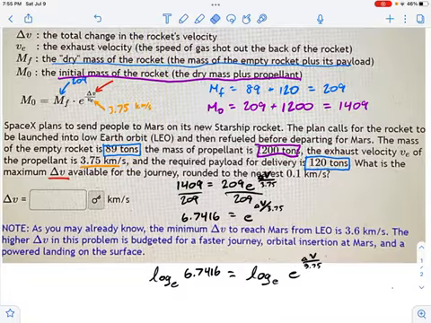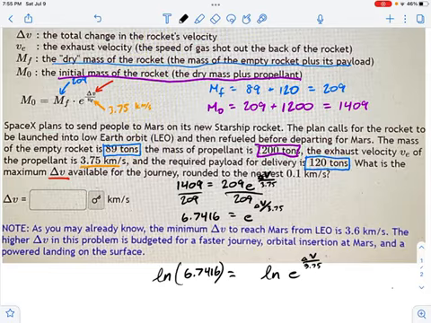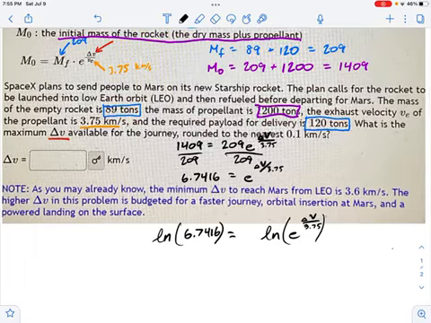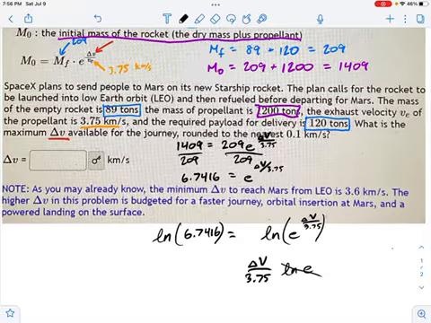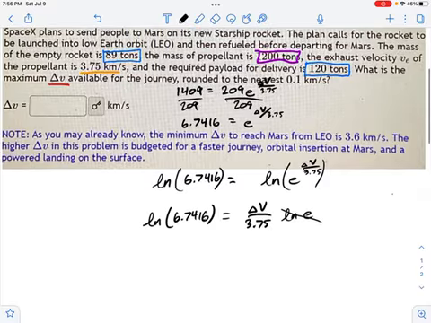Now, I'm not actually going to call it log base e, right? We have a special word for that. This is the natural log. So the natural log of 6.7416 equals the natural log of this thing. Well, let's just work through some math. Now the natural log on the right, something kind of cool happens here, which is the power rule. The exponent drops down in front, and what you have left is ln of e with no exponent. Now that cancels out. That's just equal to 1. So we get this. The natural log of 6.7416 equals delta v over 3.75. Multiply each side by 3.75, and there we have our answer.